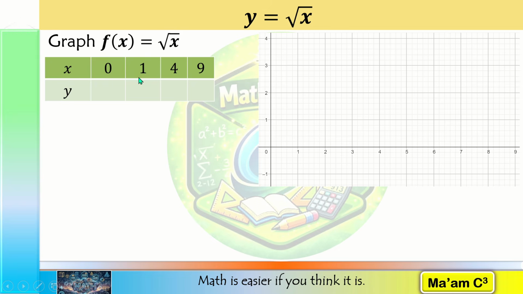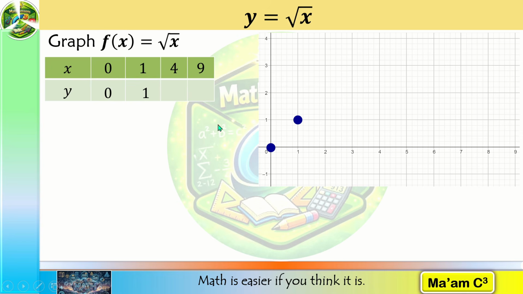So we will only consider positive values of x as well as 0. Because when we substitute 0 here, the square root of 0 is still 0. So the point is (0, 0). It will be here. Now let us substitute 1 here. The square root of 1 is also 1. So we have (1, 1).